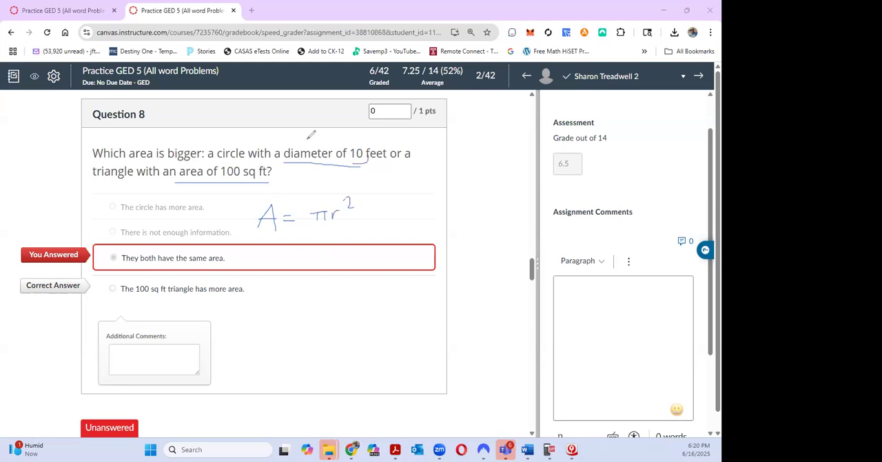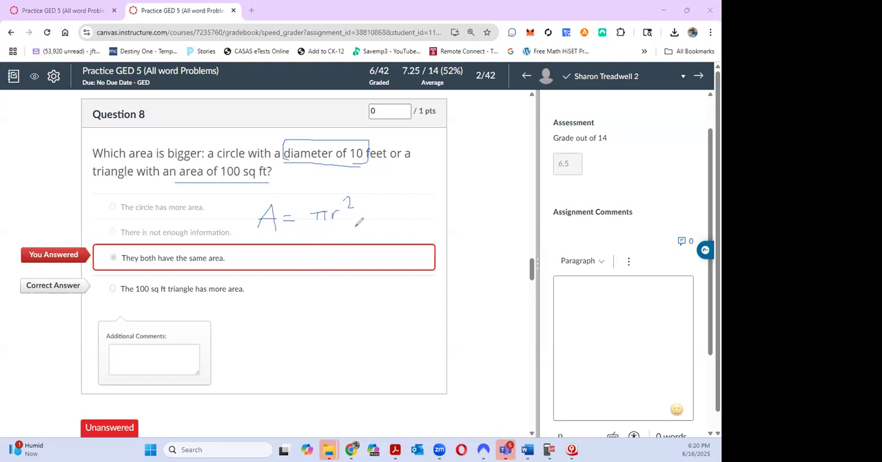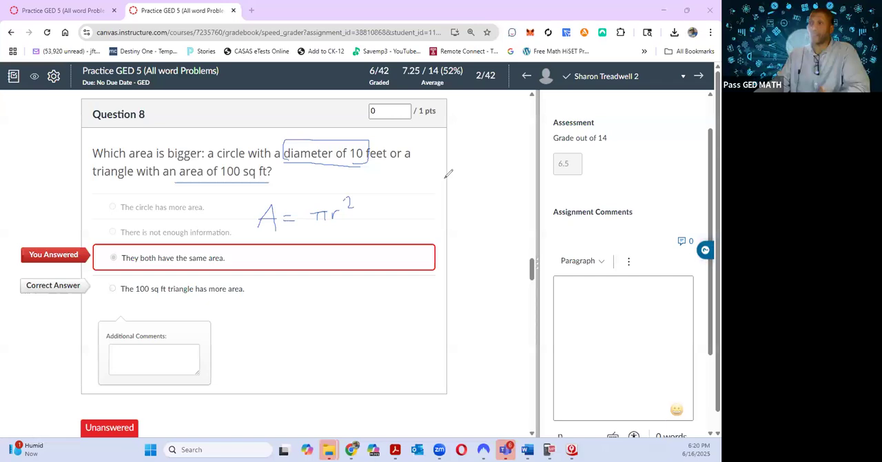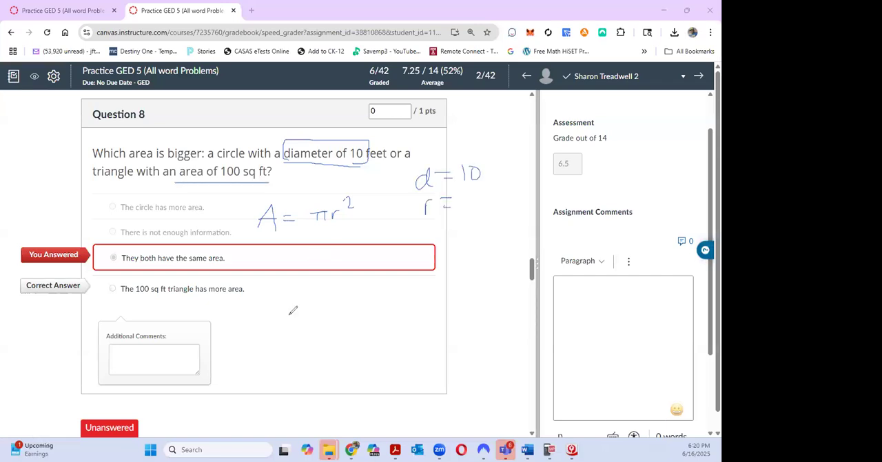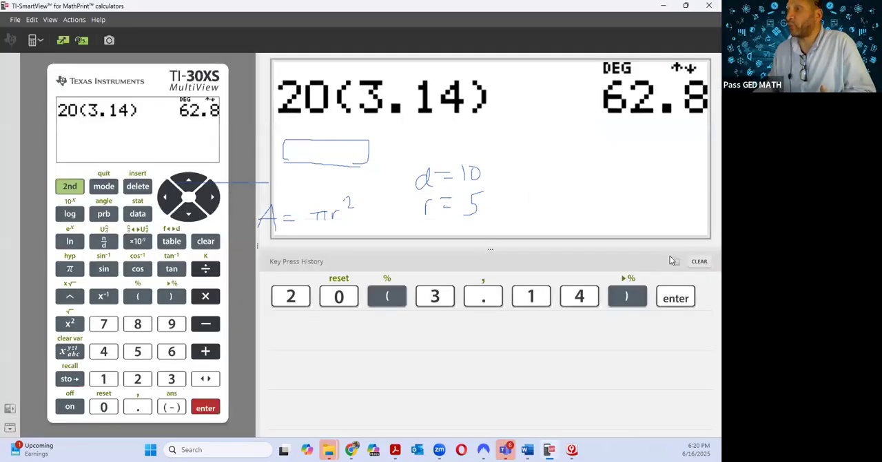They gave us the diameter. This formula does not have diameter in it. It has the radius. So if the diameter is 10, what's the radius? 5. So we just plug it in. Once we've got all our information, we just plug it in.